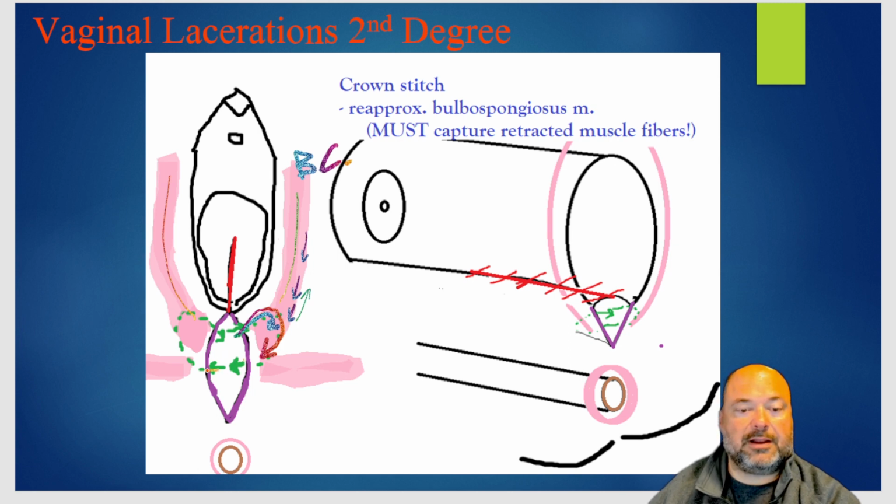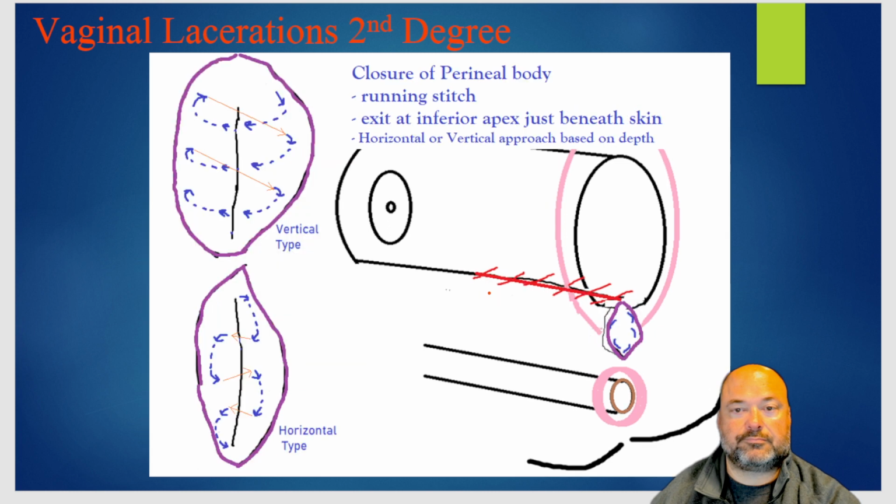When I pop out here, I tend to come up this way to get that on the patient's right side, and then that forms a nice circle of suture that brings that area together. So we've closed vaginal mucosa, we've done our transition, we've done our crown stitch to get our bulbocavernosus back together, which I've not represented here very well. So now it's time to close the perineal body.